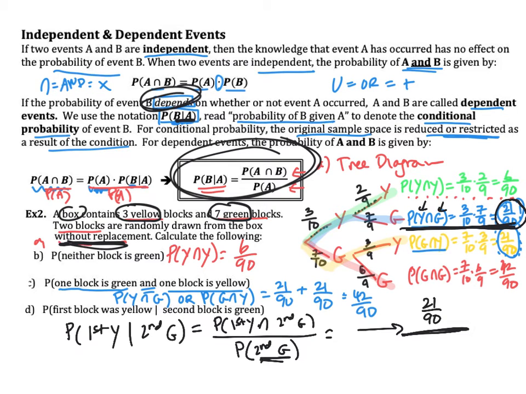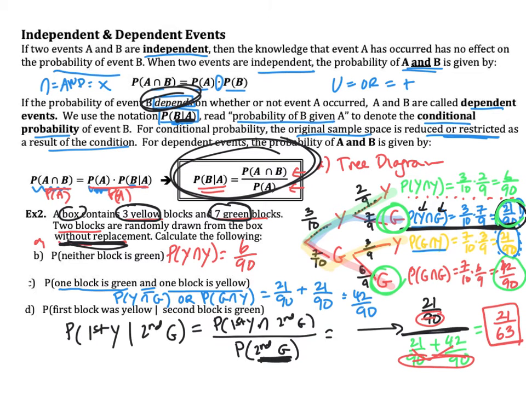Then I divide it by my second one being green. Well, when is my second one green? My second one is green here and green here. So I have 21/90, or I have 42/90. So I have 2 options there. Now, if this is a denominator of 90 and this is a denominator of 90, those are going to cancel. So I end up with 21 divided by, well, 21 plus 42 is 63. So you could say 1/3, or you could just leave it as 21/63. And that's it.